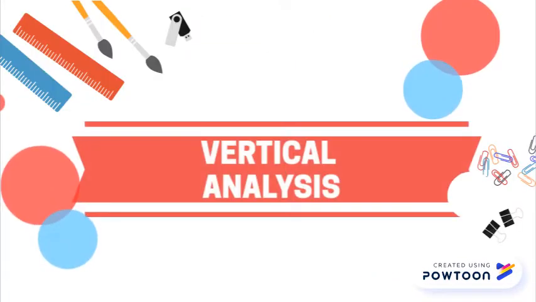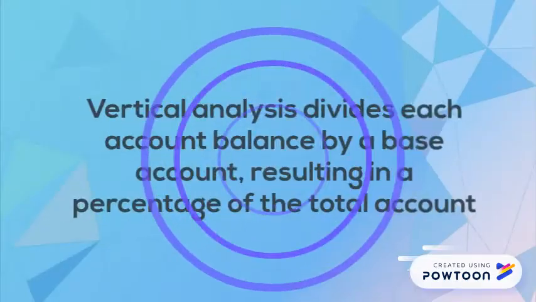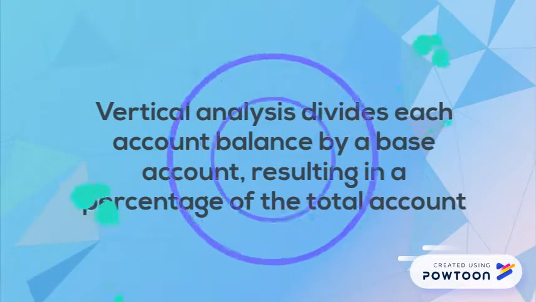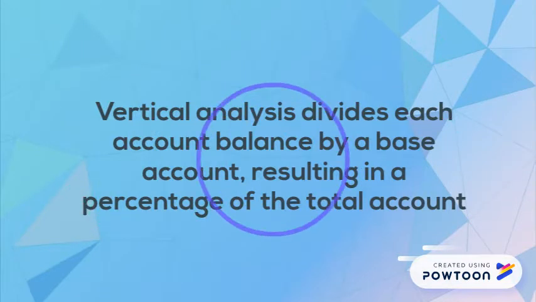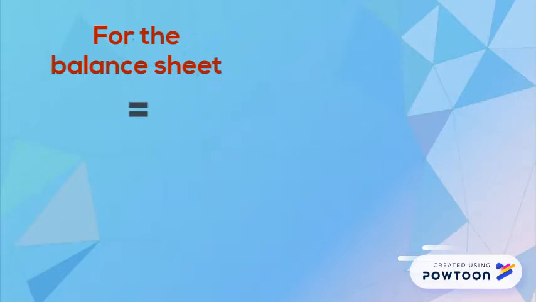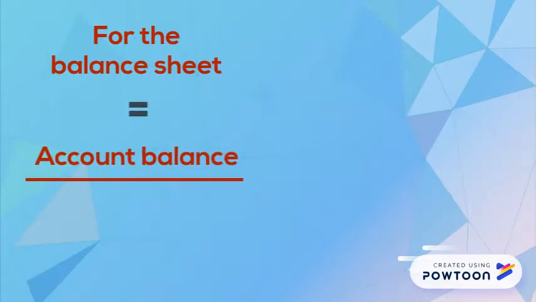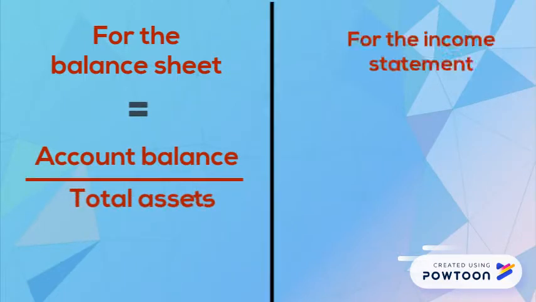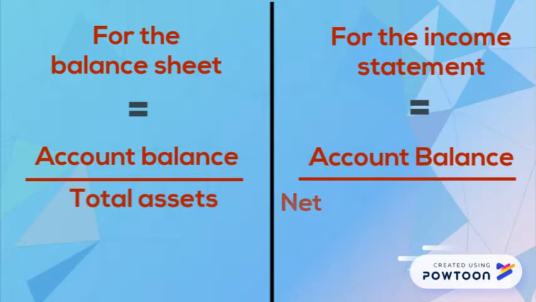Another method is vertical analysis. Vertical analysis divides the account balance by a base account, resulting in a percentage of the total account. For the balance sheet, the formula is equal to the account balance divided by the base account, which is total assets. For the income statement, it is account balance divided by the net sales or revenue.